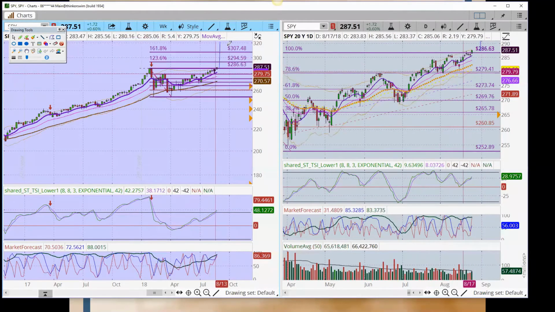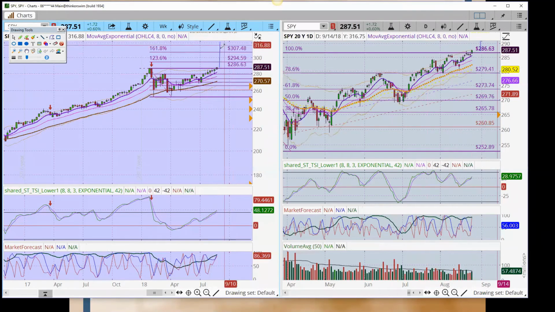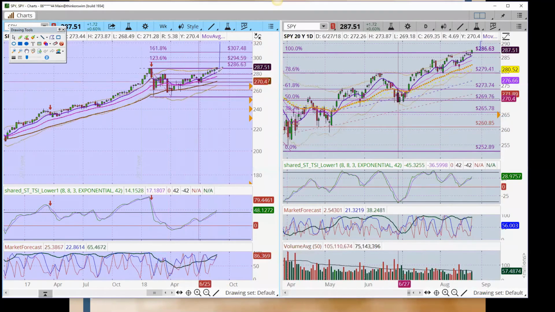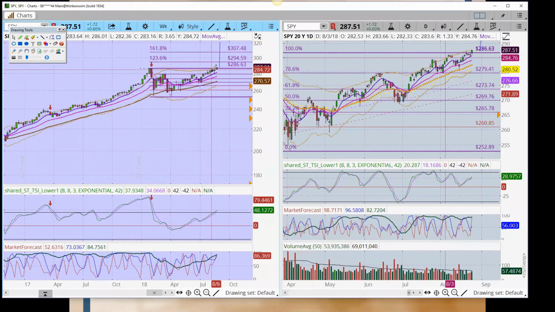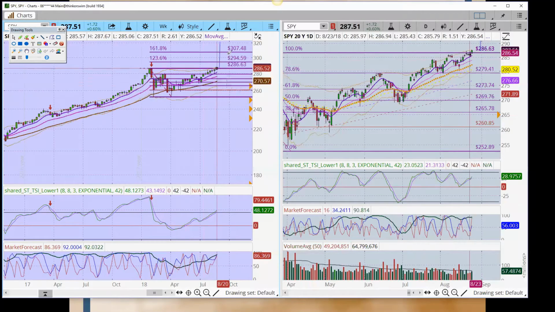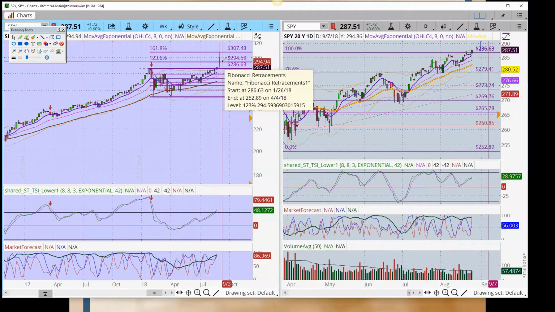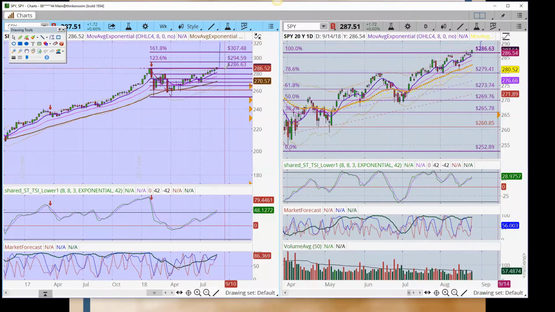Now, will it go immediately up there? No, not necessarily. As you can see, over the last few weeks, this has been kind of a gradual little incline, not that much to get excited about. And so it may go up, test the 1.236, pop back down to the breakout level at 286, and then bounce from there.